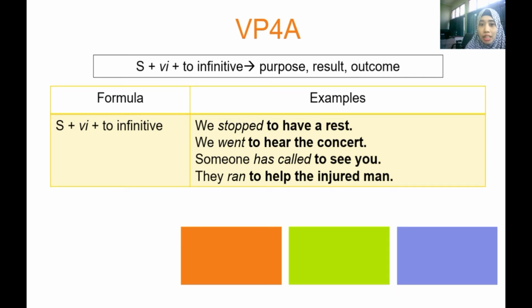Okay, the next one, we went to hear the concert. We here is the subject, and then went is the verb intransitive. To hear the concert is the to infinitive showing the purpose. So the purpose of going somewhere, or went somewhere, is to hear the concert.